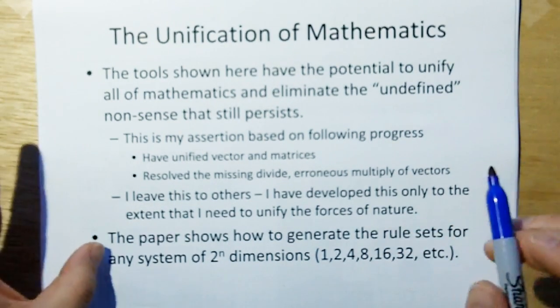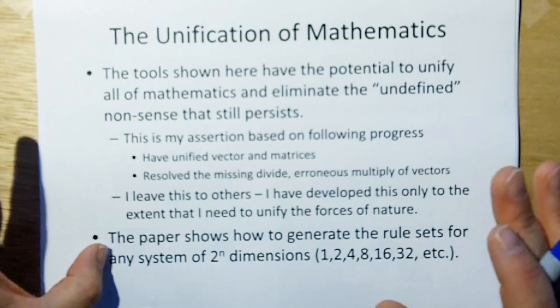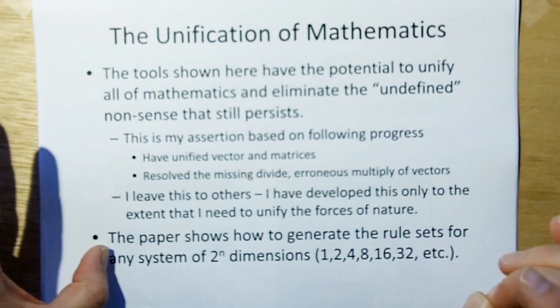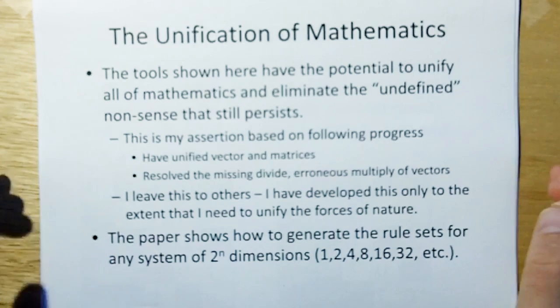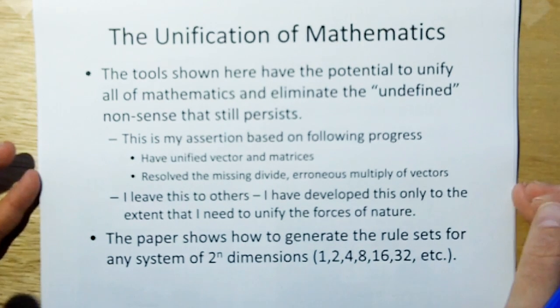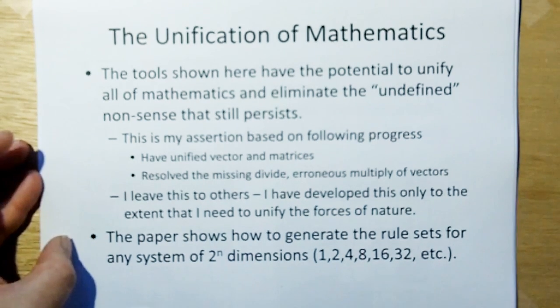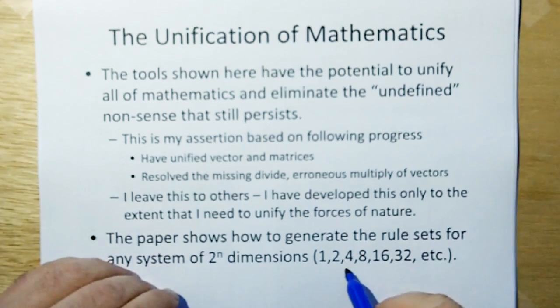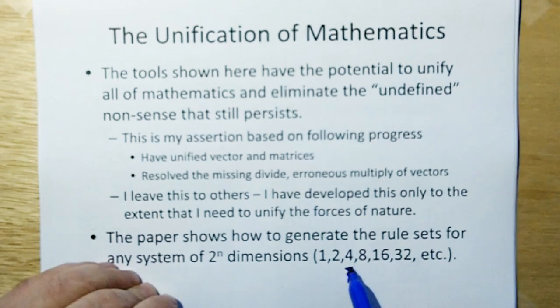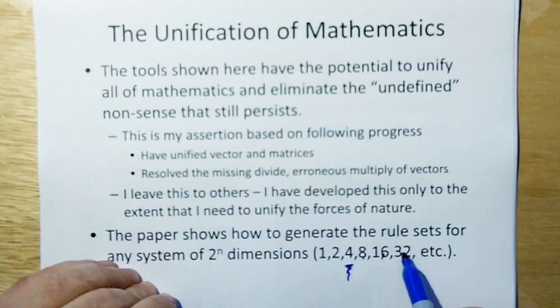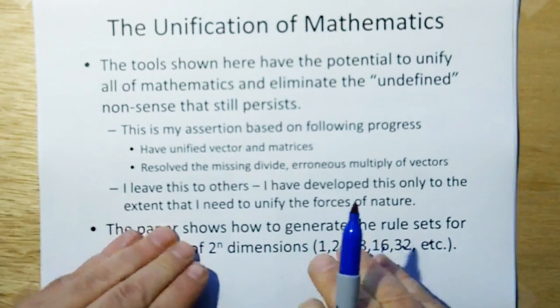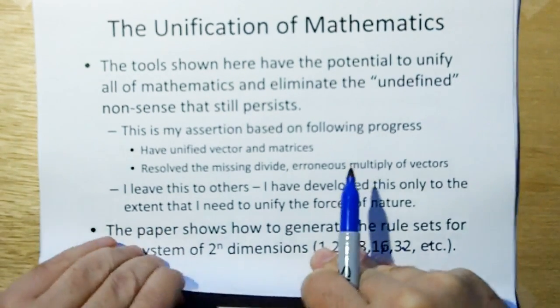But I leave all this unification to others. I have developed this Q-algebra only to the point that I need in order to unify the forces of nature. The paper that I wrote that was submitted shows how to generate the rule sets for any system of 2 to n dimensions, however far up you want to go. Once you know a basic 4-dimensional, you can use the 4-dimensional to generate the 8 and the 16, and the 16 to do the 32, and the 32 to do the 64, all the way up. And one leads to the next.